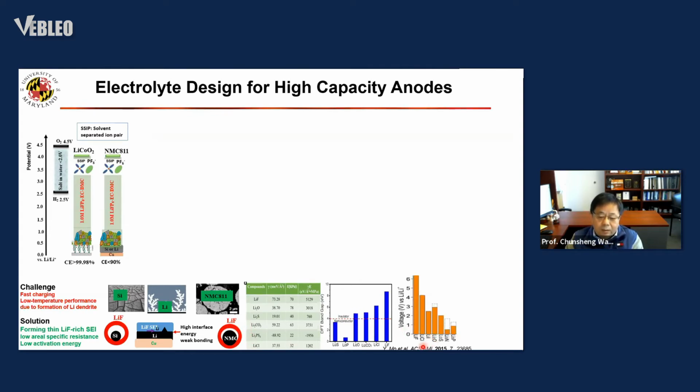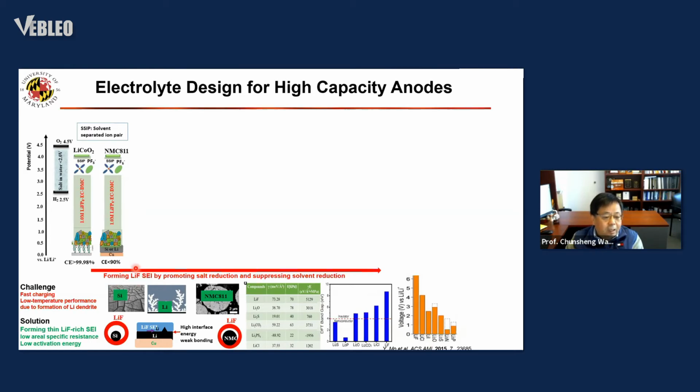And the third one is the stability window. Lithium fluoride has a wide stability window compared to others. That means lithium fluoride is stable even at 6 volts. It can be used as a cathode CEI. So combining these properties, we believe lithium fluoride is the best, for both anode and cathode.